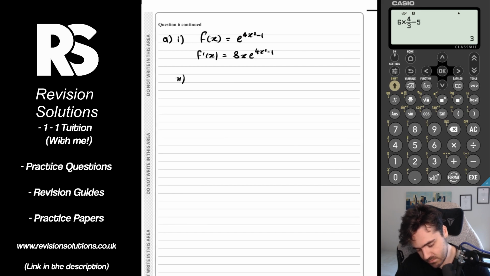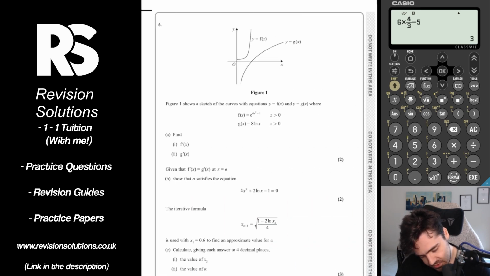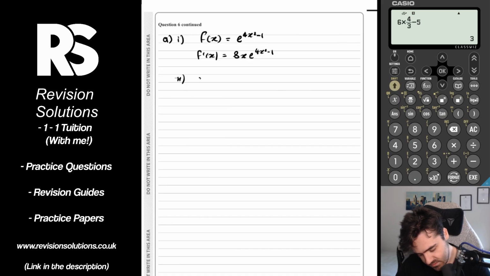Then for part 2, g of x is 8 ln x, which is just a straightforward derivative. The derivative of ln x is 1 over x, meaning g dash of x will be 8 all divided by x.